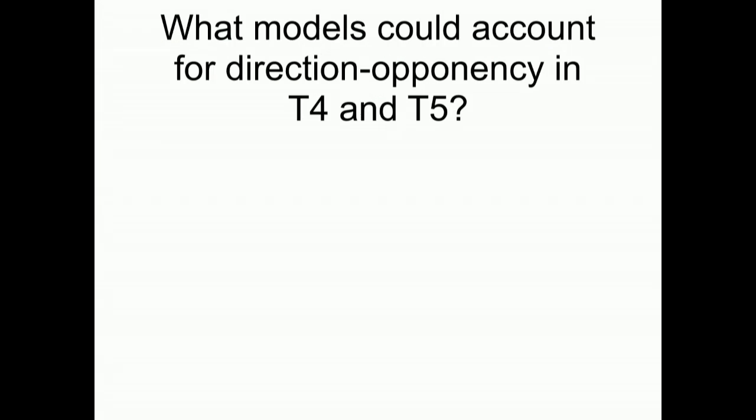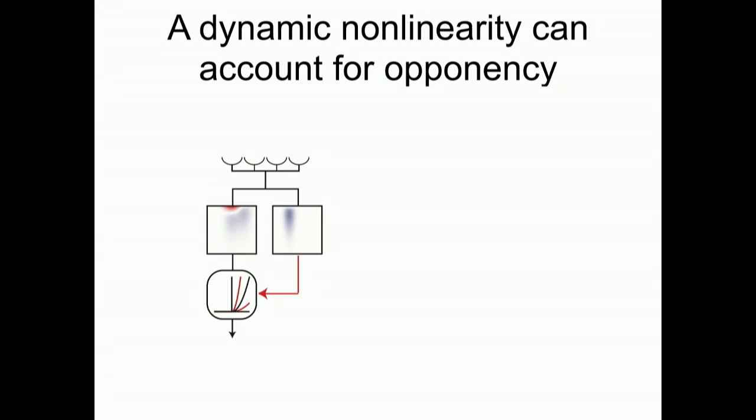So we wanted to look into what kind of models could actually account for this property that we measured in T4 and T5 and the direction selectivity. So in LN models, the nonlinearity is static and doesn't change in time. And so one thing you can do is mess around with the type of nonlinearity and make the nonlinearity itself a function of the stimulus. So this could look something like this.